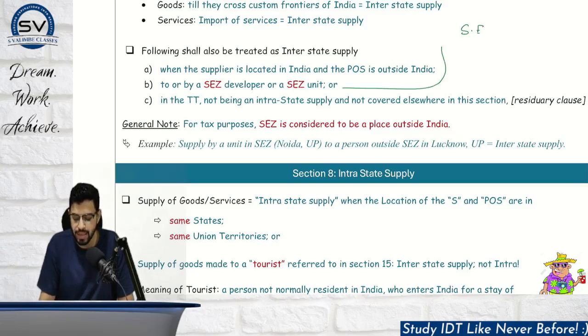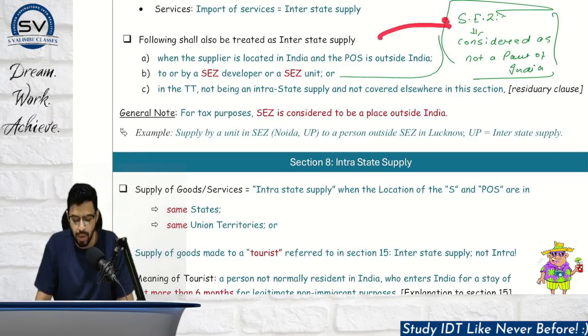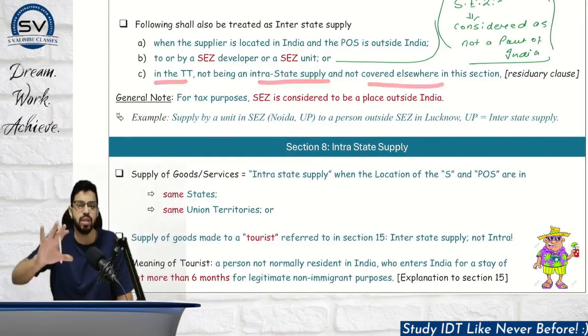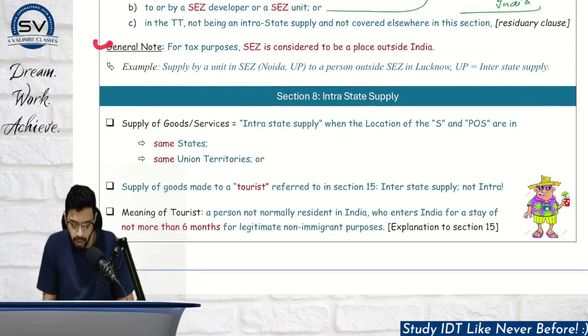SEZ, what do you mean by SEZ? Special economic zones. These are considered as not a part of India. I have given a note below, but I am writing it again. These are considered as not a part of India. Just ensure that this point is properly clear. So whatever is supplied to them or whatever they are supplying, that is covered under interstate supply. Plus, this is a residuary clause that if something is not classifiable anywhere, it is interstate supply. General note I have covered.